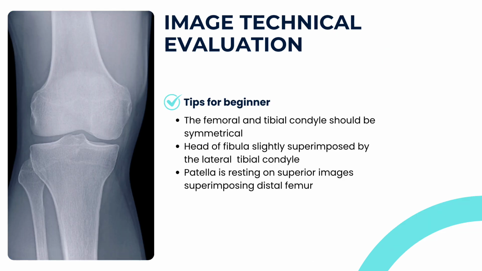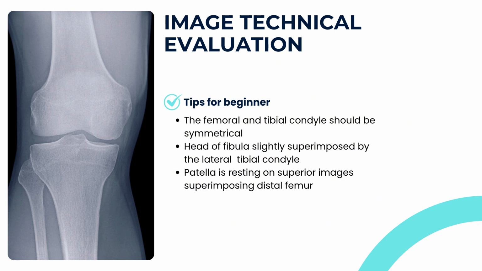Once the image is taken, technical evaluation is needed to confirm image quality. Some tips for the beginners. First, the femoral and tibial condyles should appear symmetrical. This indicates that the knee is not rotated. The second one is the head of the fibula should be slightly superimposed by the lateral tibial condyle. If it is fully hidden or too visible, rotation is likely off. And then the last one, the patella should lie centrally over the distal femur, not shifted medially or laterally. This evaluation helps confirm both proper positioning and adequate exposure.